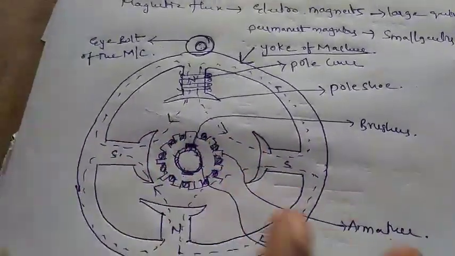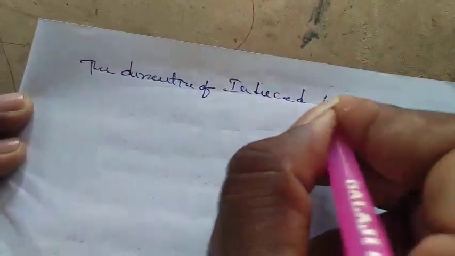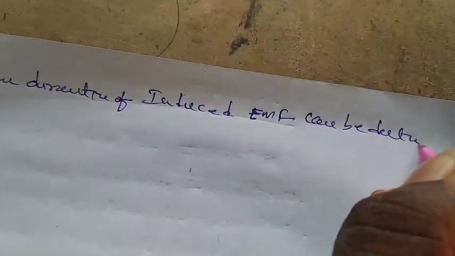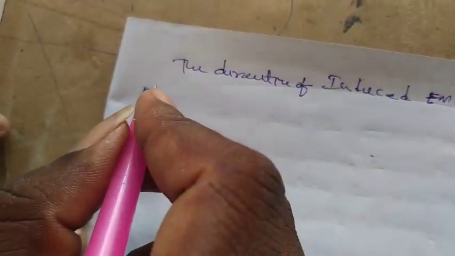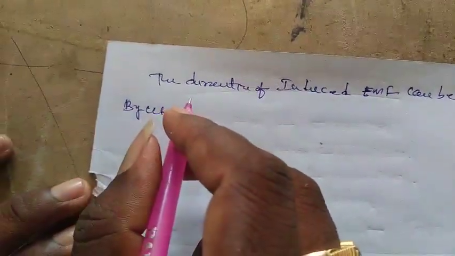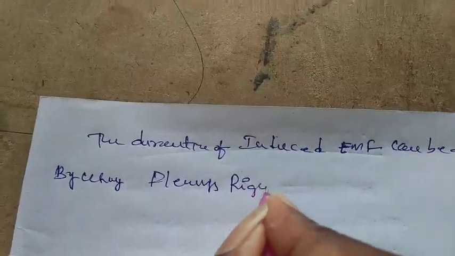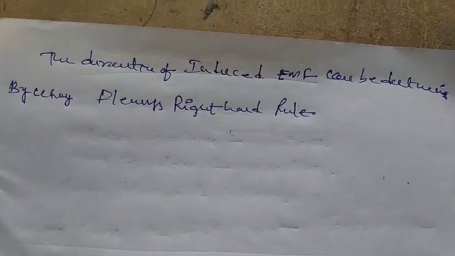The direction of induced EMF can be determined by using Fleming's right hand rule.